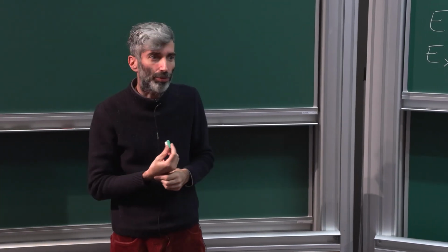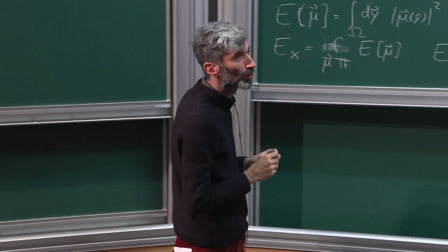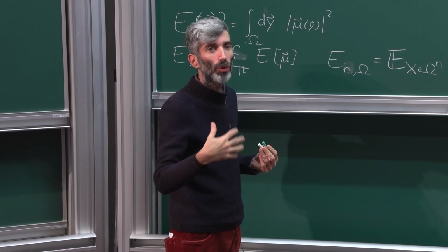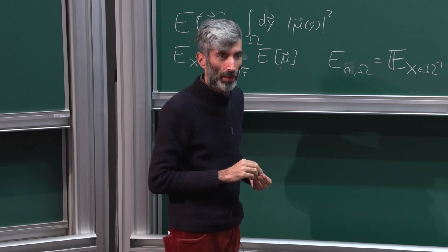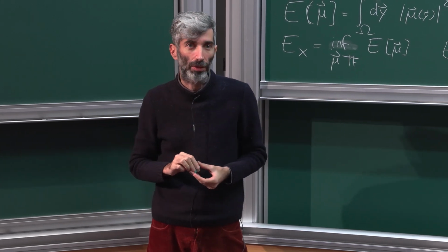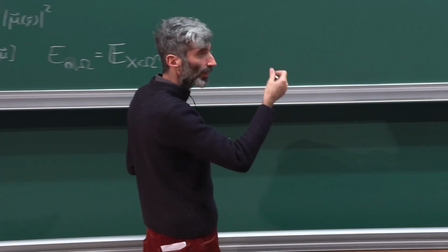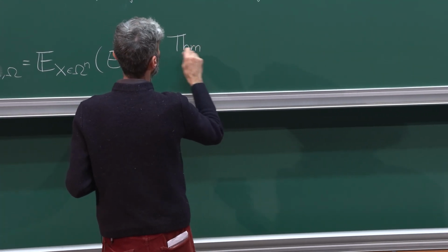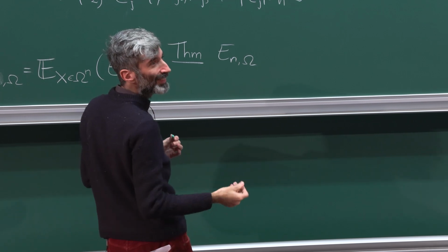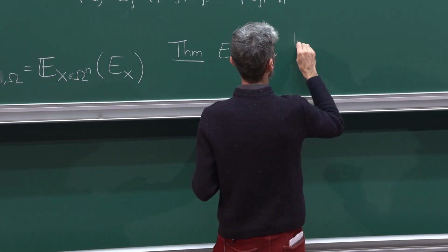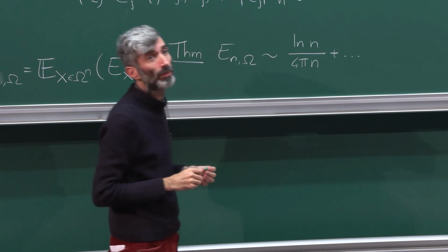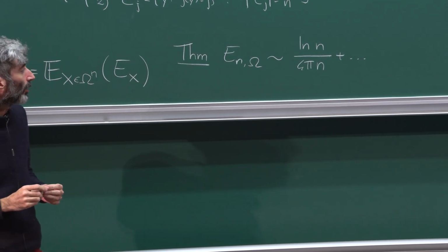It is kind of easy to realize that this function should go down at least like 1 over n, but it may be larger. And the important fact is that the truth is that it is larger by a logarithmic factor. So, a theorem which will be the starting point of all this story is that E_n of omega, in fact, essentially for all omegas which are decent in dimension 2, behaves like log n over 4 pi n plus dot dot dot, assuming that omega is volume 1.